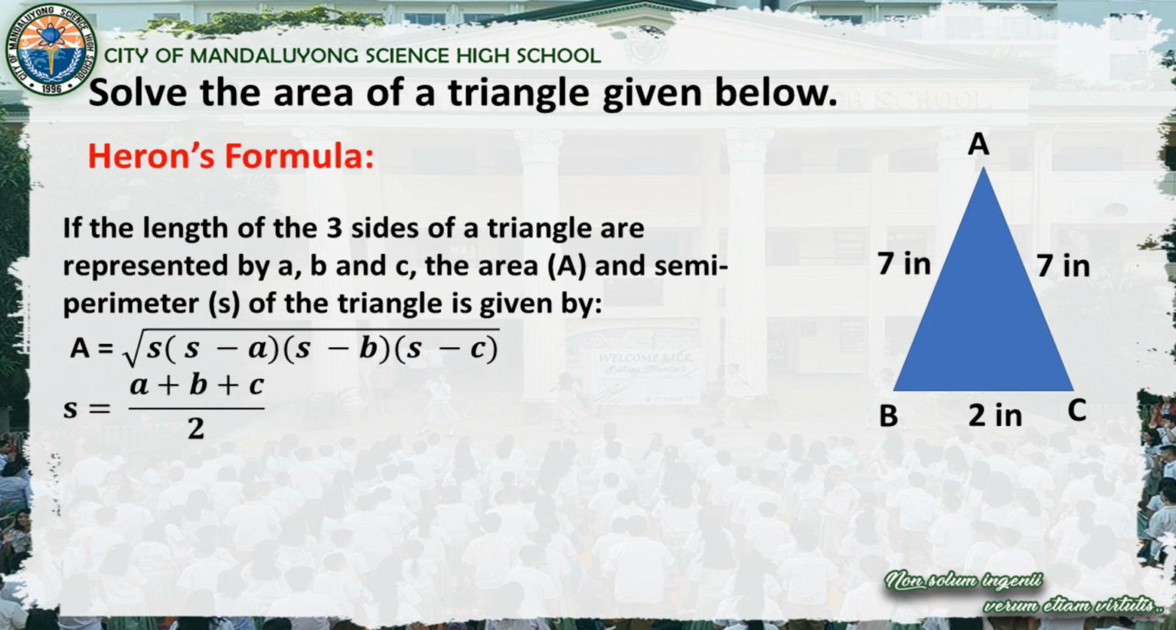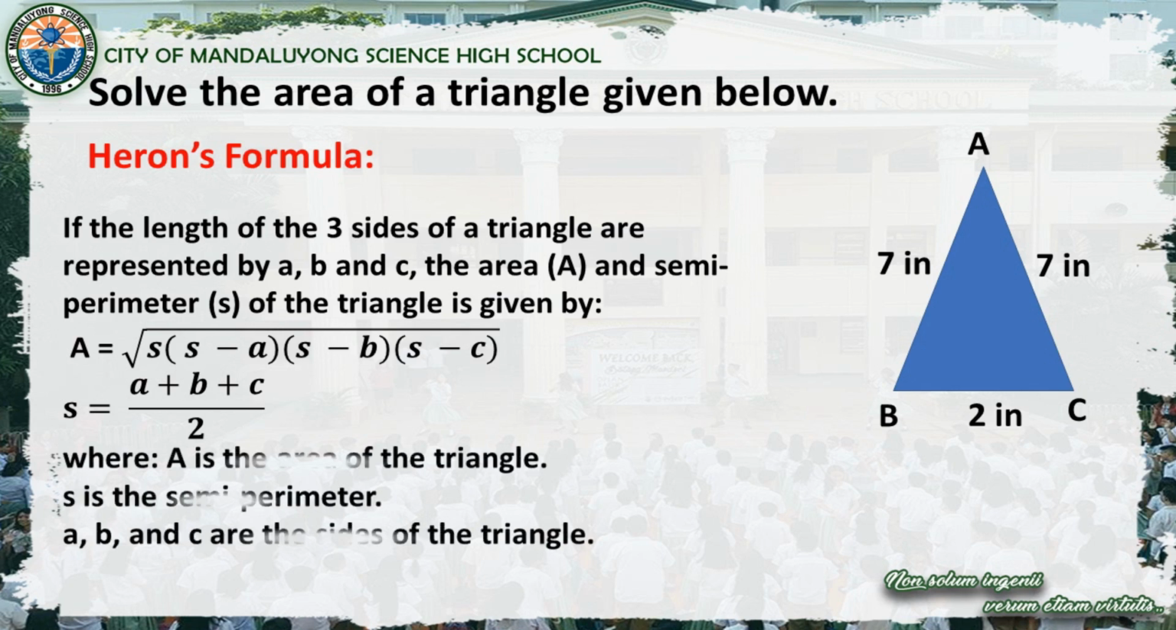But we cannot just simply use that without the S. The S can be solved by simply adding A plus B plus C and dividing it by 2. Again, A is the area of the triangle, S is the semi-perimeter, and A, B, and C are the sides of the triangle. So let's try solving the area of this triangle ABC using Heron's formula.